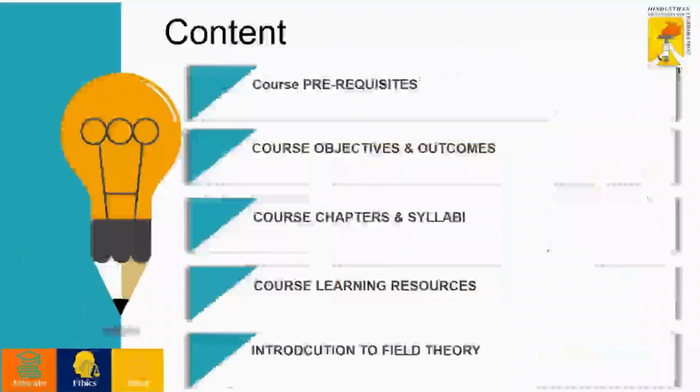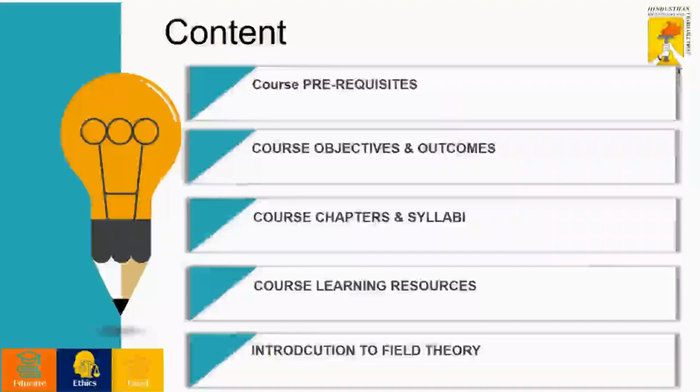Once again, I welcome everyone and I'm excited to start this journey with you. Field theory is one of the most fundamental courses in electrical engineering. It forms the basis for understanding how electric and magnetic fields work. So, to understand this, let's go for the introduction to the course.